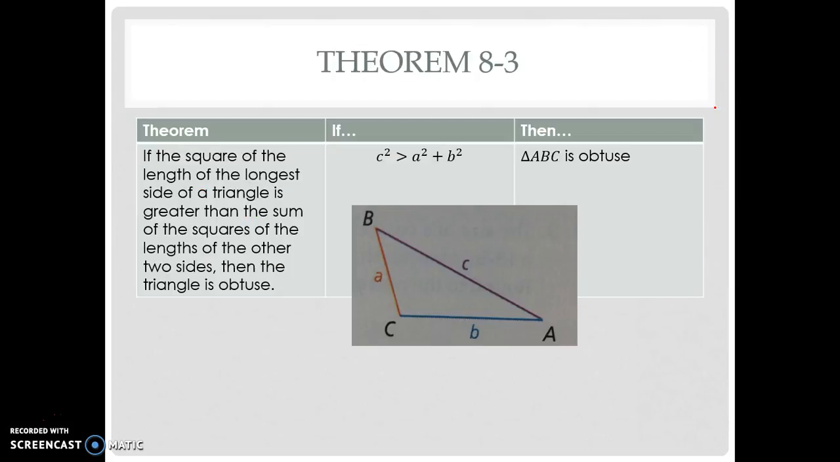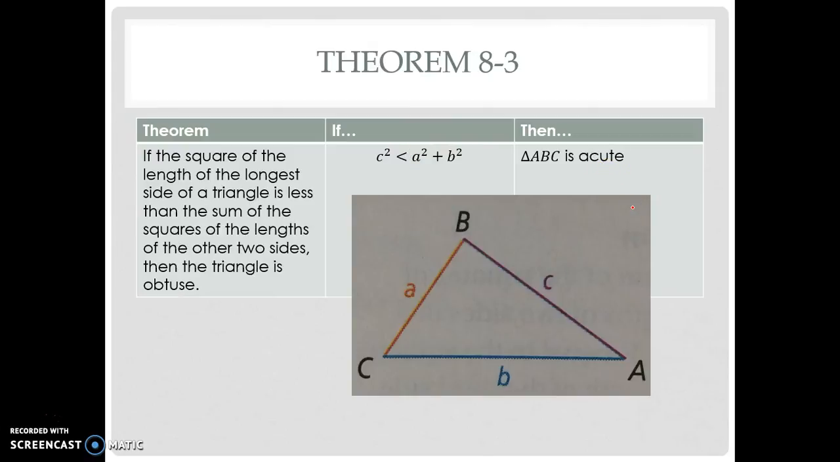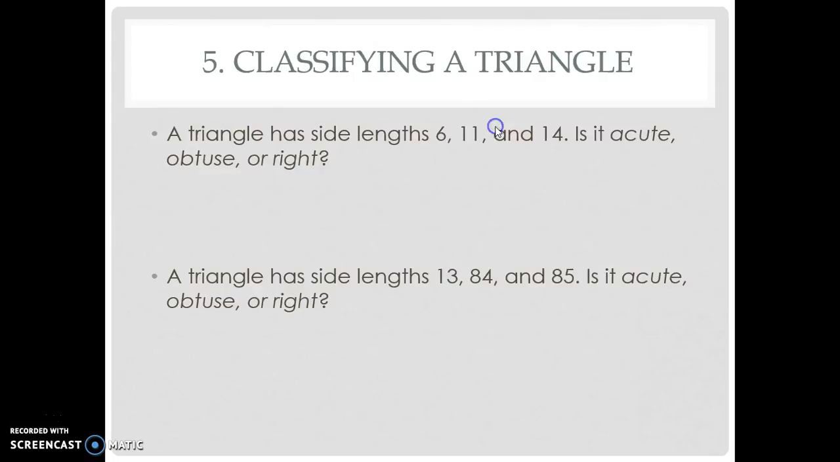Jumping to the next. Theorem A-3 and Theorem A-4 talk about if you have an obtuse or if you have an acute triangle. So essentially, for obtuse, your hypotenuse squared is greater than a squared plus b squared. And then for acute, your hypotenuse squared is less than a squared plus b squared. So we have a few examples.